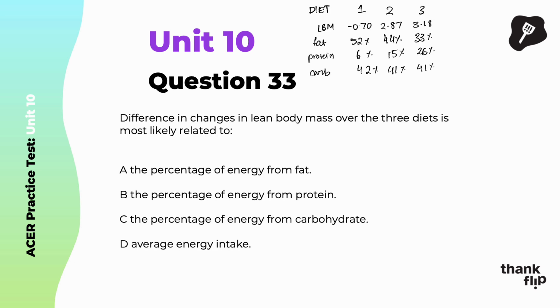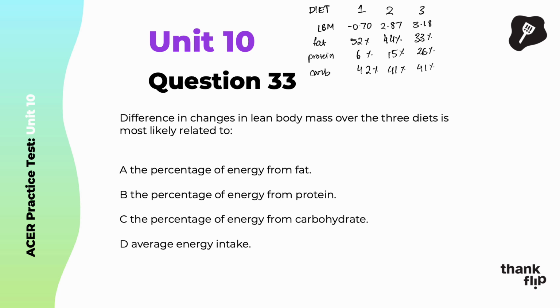So question 33 is asking us about the differences in the changes in lean body mass. It's saying those changes in lean body mass over the 3 diets is most likely related to what? Is it the percentage of energy from fat, the percentage of energy from protein, or carbohydrates, or just the average energy intake? We know from the text that the average energy intake over all 3 of these diets is 140% of the total energy needed to keep a stable body mass. Okay, so that's constant over the 3 diets.